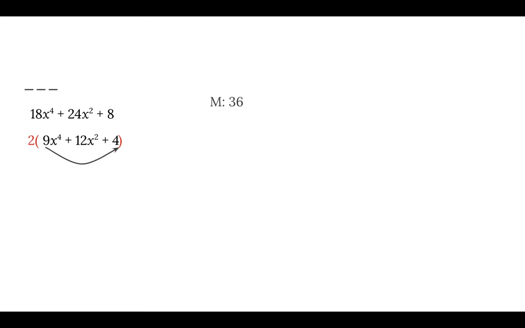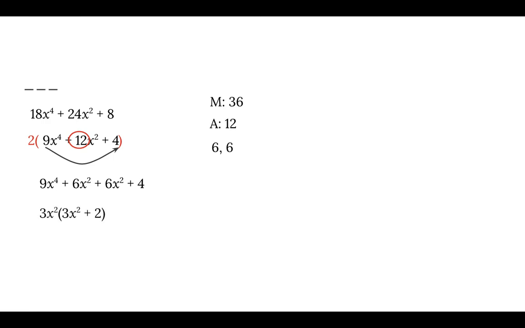So 9 times 4, 36. Again, we're going to look for numbers that multiply to give me 36, that add to give me that middle number of 12. The two numbers that I can think of, again, are 6 and 6. So just on the inside of that parentheses, I'm going to replace the 12x squared with not 6x plus 6x, but because that term is an x squared, I'm going to write 6x squared plus 6x squared and do the grouping for that polynomial.